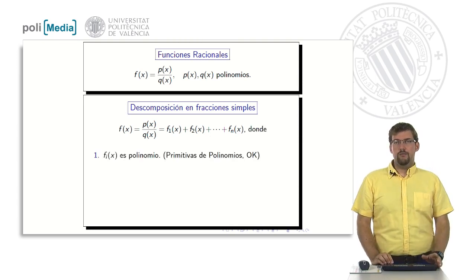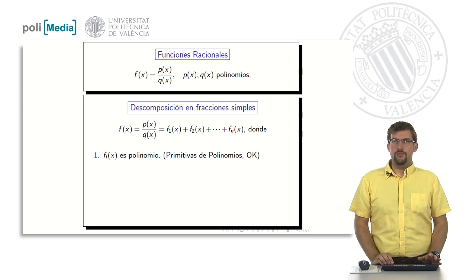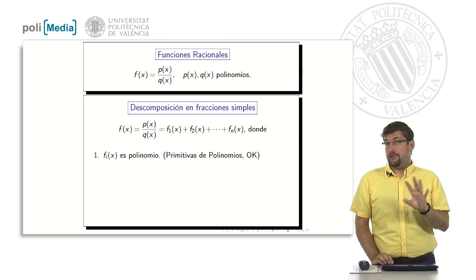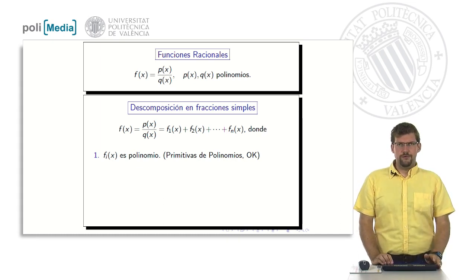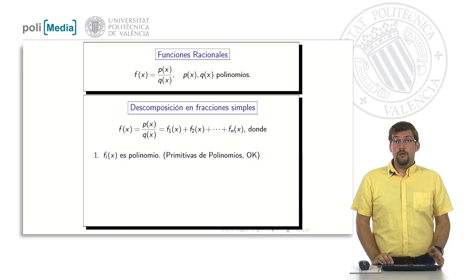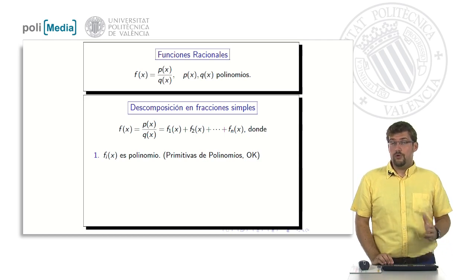Well, they can be a polynomial. In case of these being a polynomial, they would always be the first function, and there would be no more polynomials, only a single polynomial at the beginning, and that's it, the f1. And given a polynomial, we do know how to calculate its primitive.